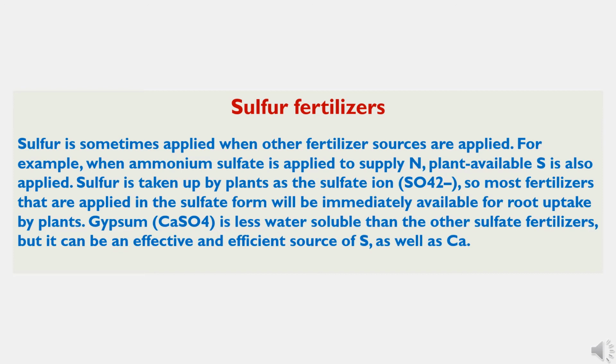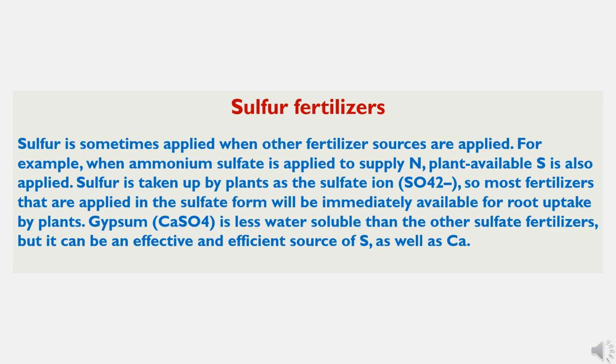The next category of fertilizers is sulfur fertilizers. Sulfur is sometimes applied when other fertilizer sources are applied. For example, when ammonium sulfate is applied to supply nitrogen to the crop, plant available sulfur is also applied at the same time. Sulfur is taken up by plants in the form of sulfate ion. So most fertilizers that are applied in the sulfate form will be immediately available for root uptake by plants.